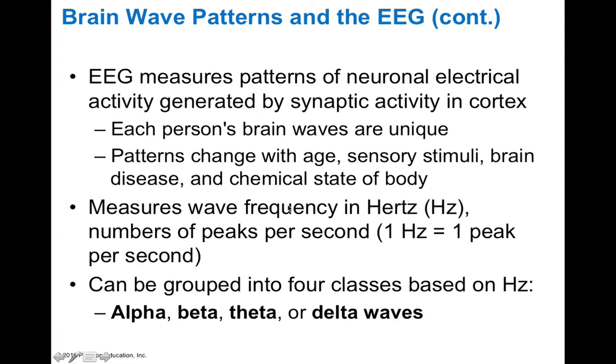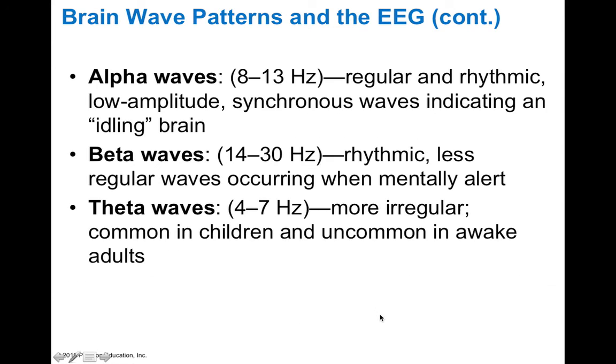Now, we measure these waves in frequency, or hertz, and essentially it tells us the number of peaks per second. So 1 hertz is basically 1 peak per second. And we can group the major waveforms into 4 main classes. We have alpha, beta, theta, and delta.